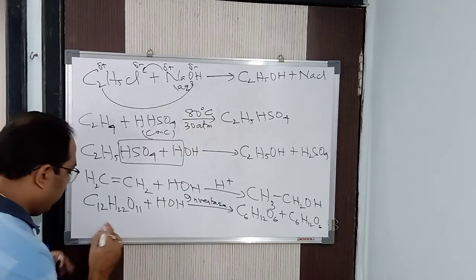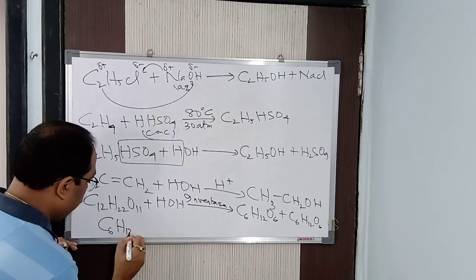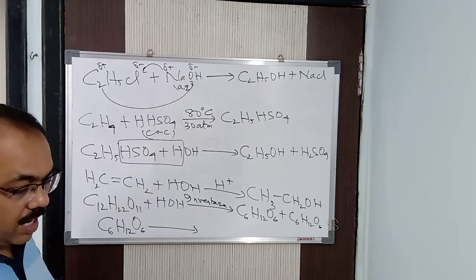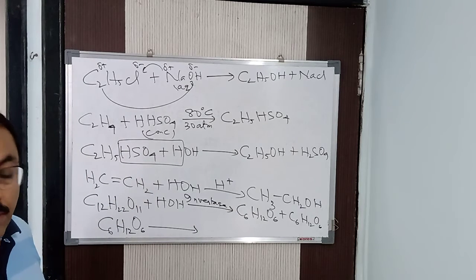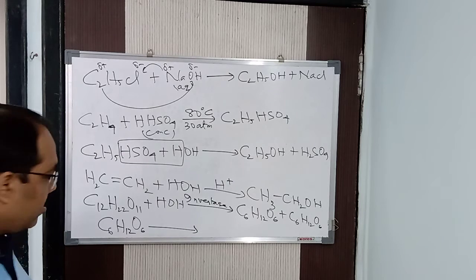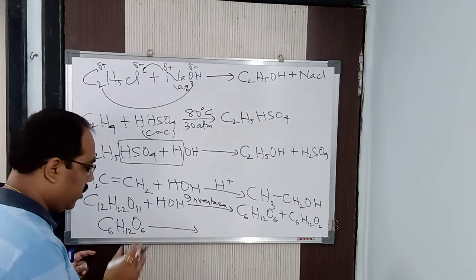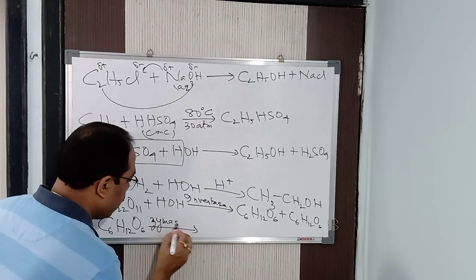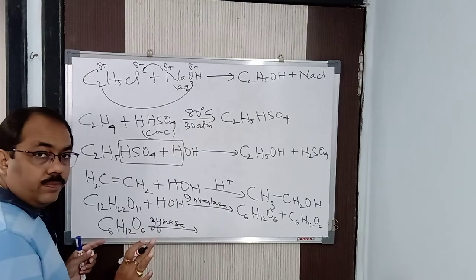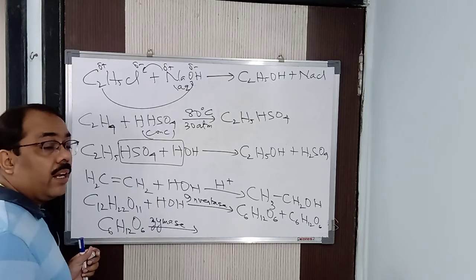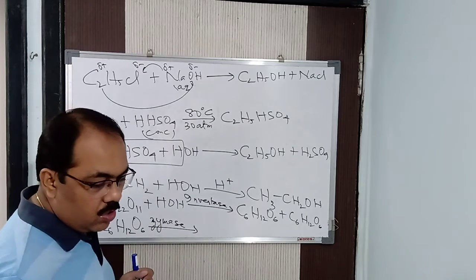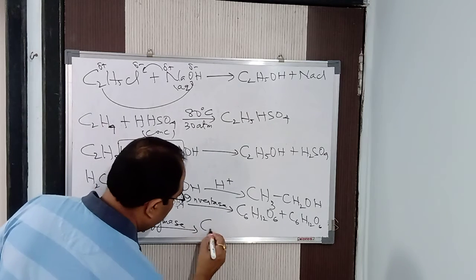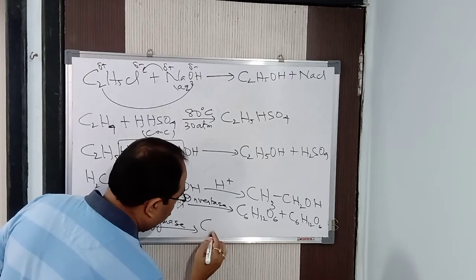Now you will take glucose, C6H12O6. You will take another enzyme here that is known as zymase. In absence of oxygen, an anaerobic reaction is going to take place, in presence of this enzyme zymase. These enzymes are biocatalysts, and you get them from the yeast only. This is a fermentation reaction to give you alcohol and water.